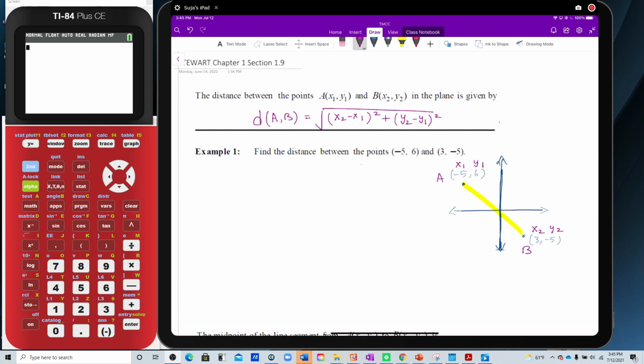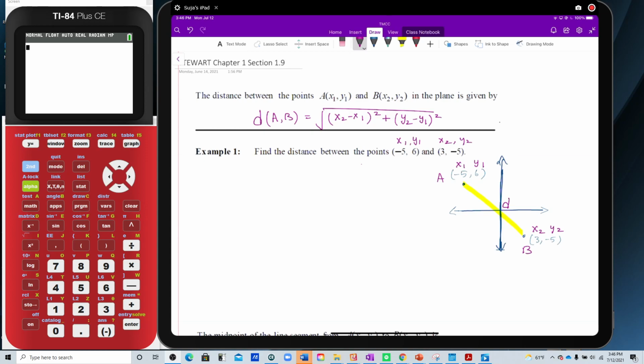If I call that d, then the formula that I'll be using is the distance d of AB is the square root of the difference in x squared plus the difference in y squared. It doesn't matter which one I pick as x1, y1. I can pick either point as x1, y1. Here I would call the first one x1, y1 and the second one x2, y2.